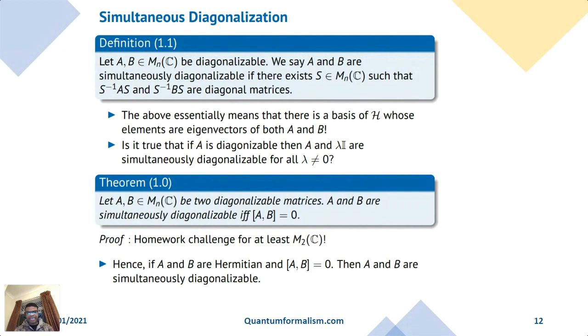Well, last week we covered diagonalization, okay? So now we want to cover what we call simultaneous diagonalization. When you have two operators, A and B, they are simultaneously diagonalizable if there exists an S, standing for simultaneous, such that these things are satisfied. Essentially, this implies that there is a basis in the Hilbert space whose elements are eigenvectors of both A and B. So this is interesting, right?